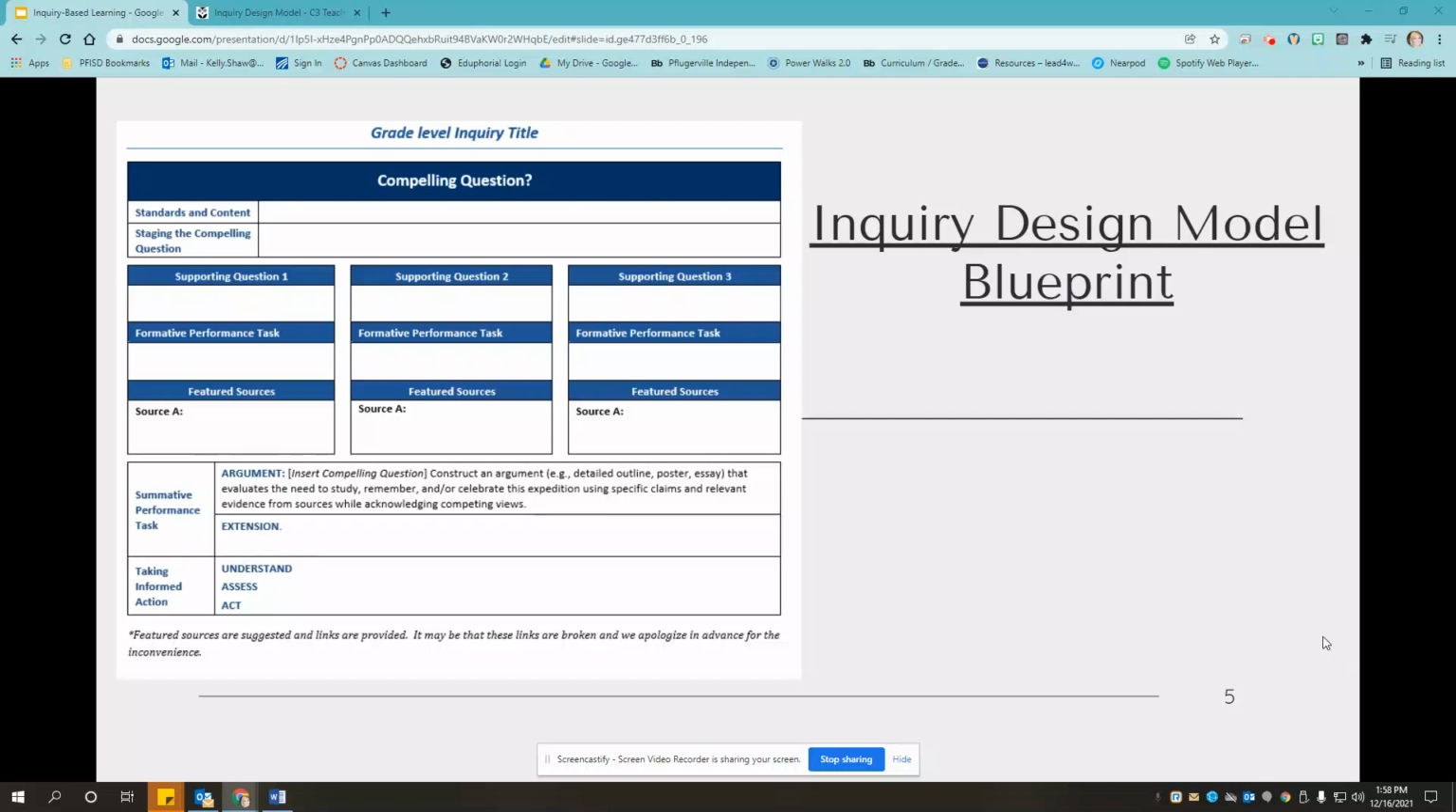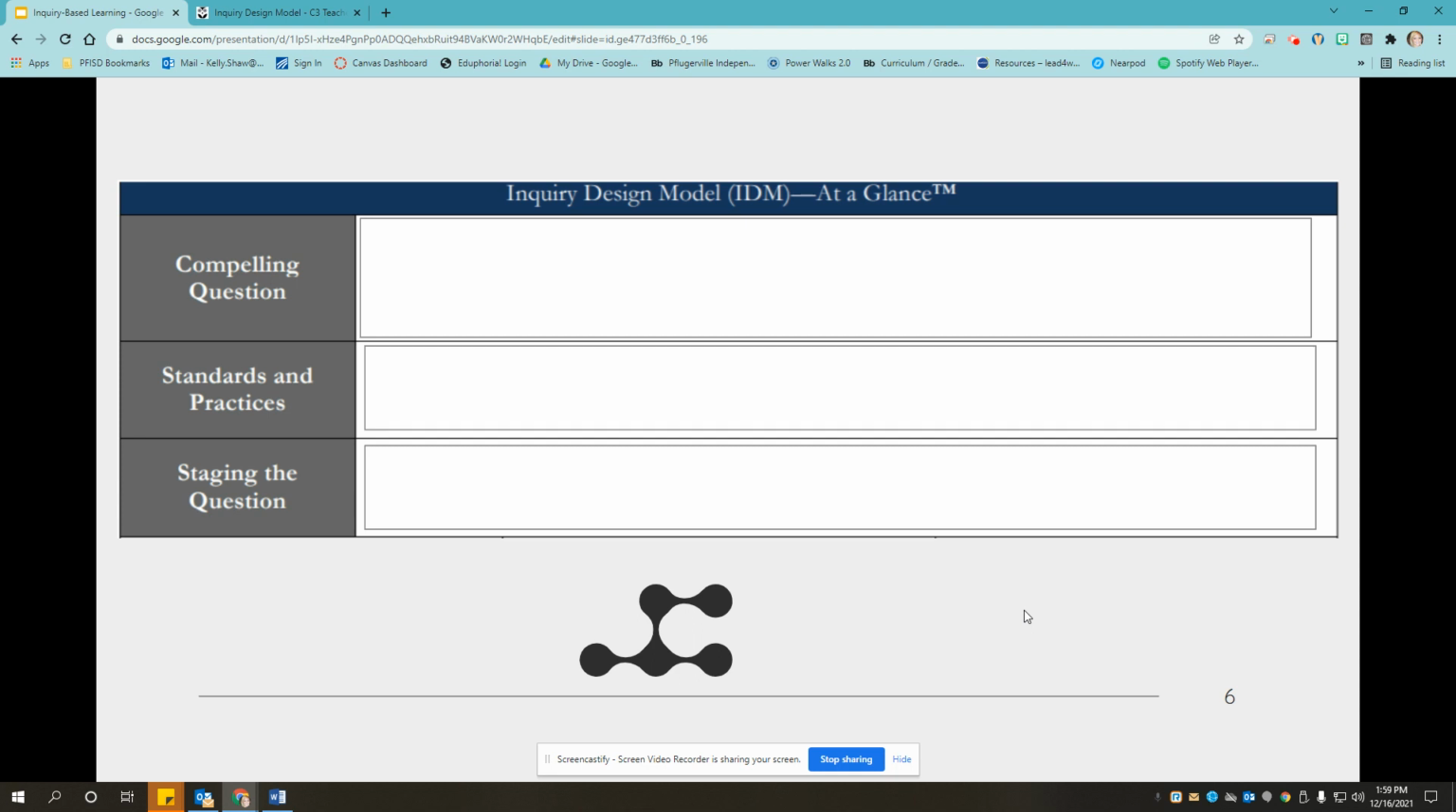In this section, I'll be taking you through an inquiry design model blueprint and going through each step of this IDM model. It demonstrates all four dimensions of the inquiry arc in social studies. The first part is forming the compelling question, applying disciplinary tools, evaluating sources, and then finally communicating and taking informed action. So, the first part of the IDM is composing a compelling question.